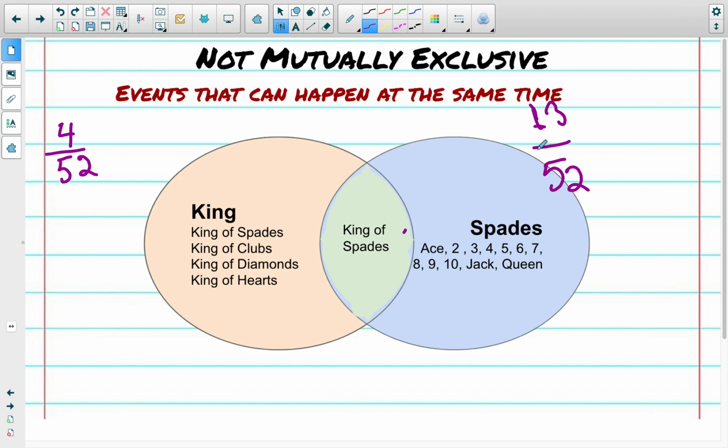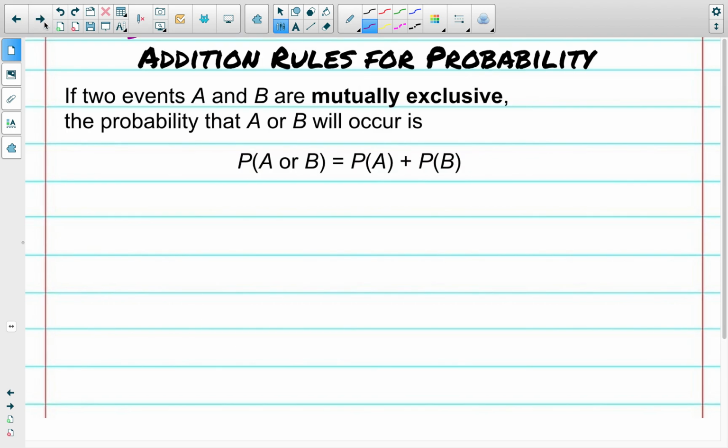But the problem is both of these probabilities, the 13 out of 52 and the 4 out of 52, are both counting that king of spades, so it's being double counted. So to account for that, when we get to the addition rules, we're going to have to subtract out that probability once. But before I get too far, here are some formal addition rules for probability.